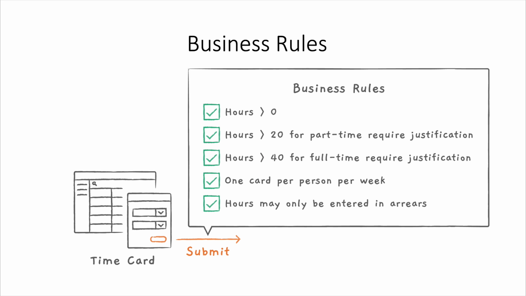We also want to apply some business rules to our application. For example, when submitting a weekly time card, you must have at least some hours. If you're a part-time employee and you enter more than 40 hours, a justification is required. Likewise, for full-time employees, if you enter more than 40 hours, you also need to provide a justification. A person may only submit one time card per week, and hours may not be entered in advance, meaning you can only enter time cards for weeks that have already passed or the current week.